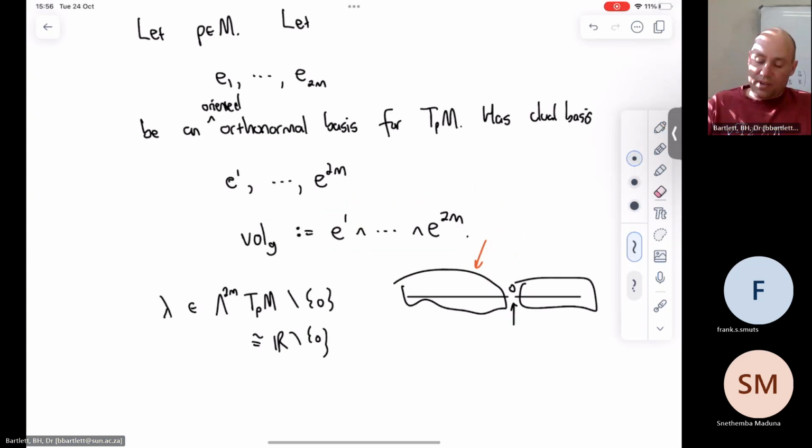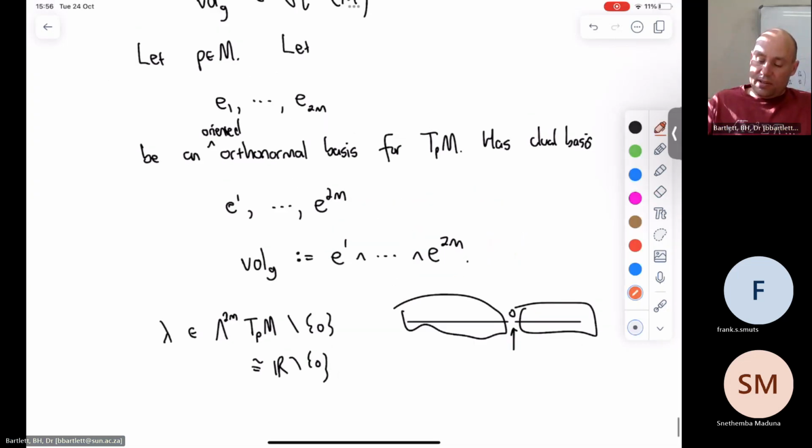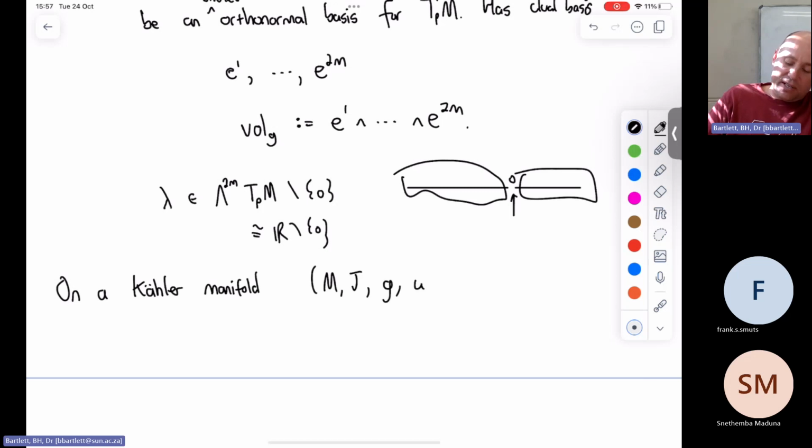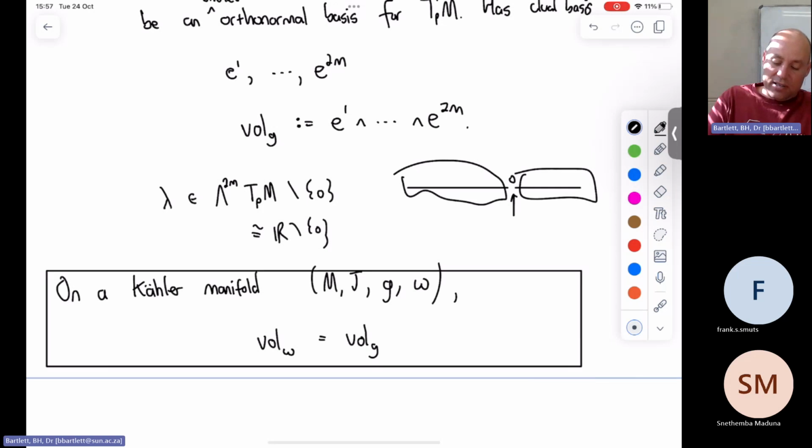Okay. Anyhow, the claim is that on a Kähler manifold, remember, a Kähler manifold consists of a manifold, a complex structure, a Riemannian metric, and a symplectic form, and they're all interrelated. The claim is that the Liouville volume form of the symplectic structure is the same as the volume form arising from the Riemannian structure. Okay, so that's just something nice to know.